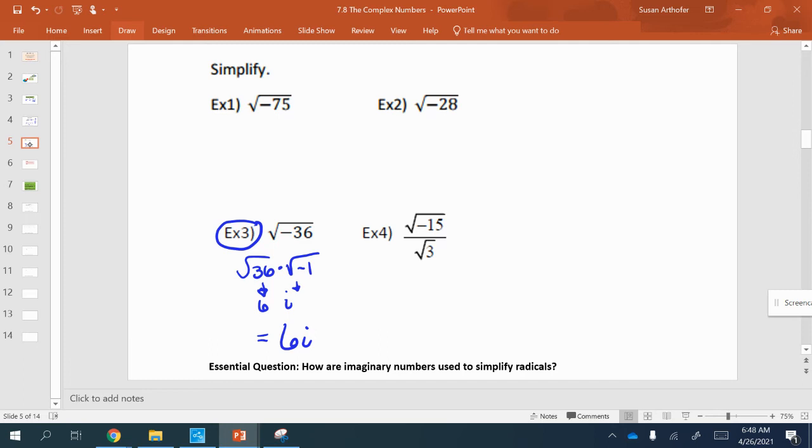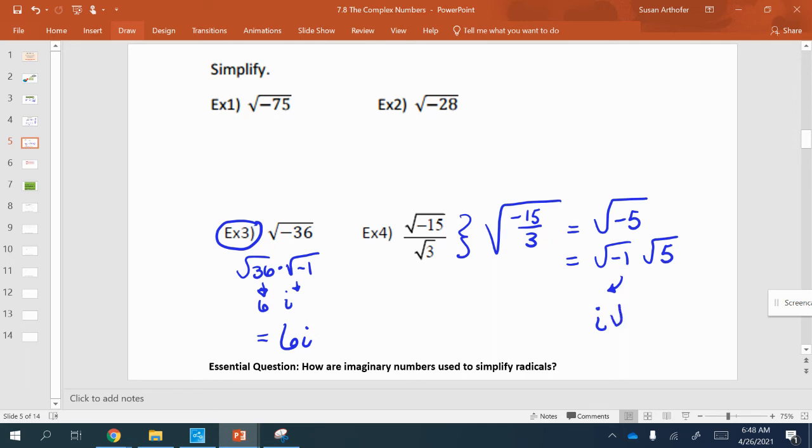Now, what about example 4? When we have a fraction, sometimes we can go ahead and do that inside division. We can write it as one fraction. Do that division. That would be the square root of negative 5. Now, you're not allowed to leave a negative inside the radical. So we're going to break this up into square root of negative 1, square root of 5, and out pops i for this one. In stays rad 5. And that's our final answer.